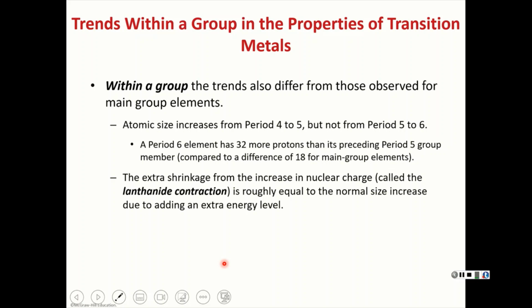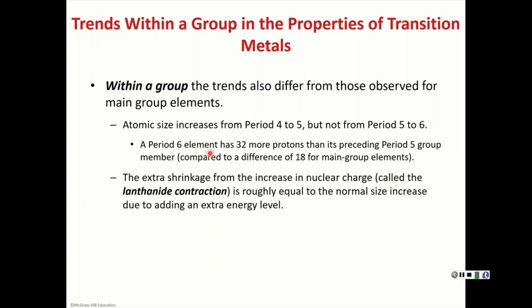Now, if we look at the trends within a column, a group or a family within transition metals, the trends differ from those observed for main group elements, just like when we look across a row. Atomic size increases from period 4 to period 5. So from row 4 to row 5 you see an increase in size, but that's not seen from row 5 to 6. The size jumps from the first row to the second row of transition metals, but stays relatively constant from the second to the third row of transition elements.